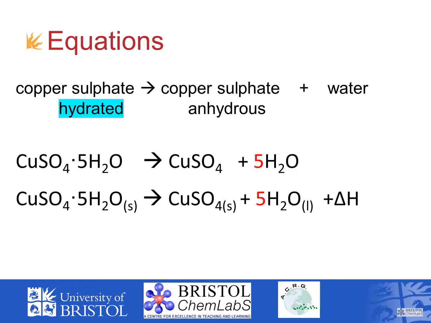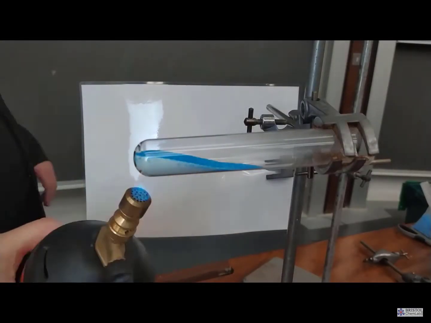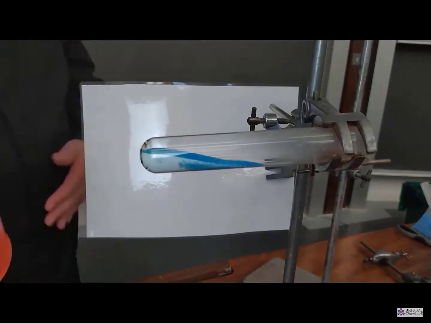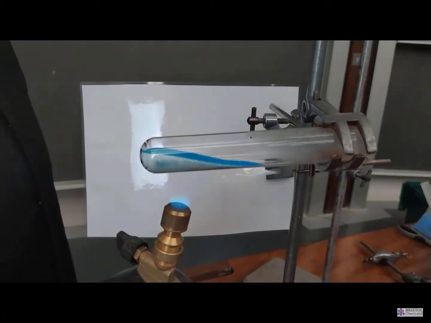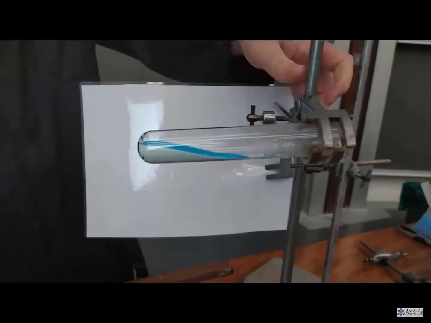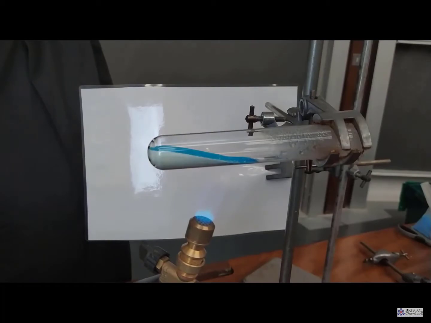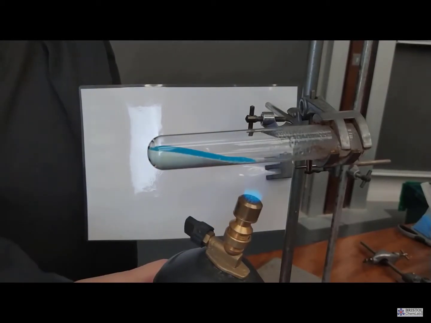And these can be removed either by using heat, so thermal decomposition, or by using a dehydrating agent such as concentrated sulfuric acid. In the first experiment we'll look at the thermal decomposition. In order to get those 5 molecules of water away from the copper sulfate, bonds have to be broken, so heat has to be supplied.